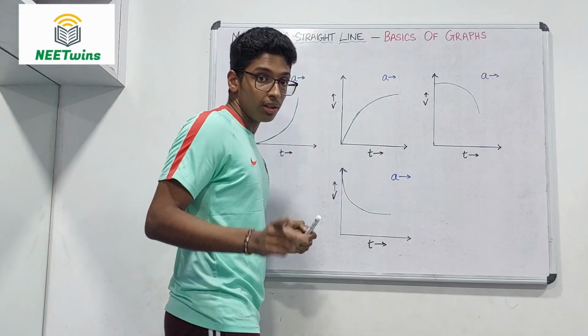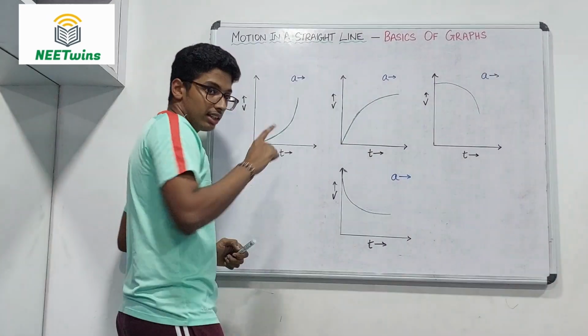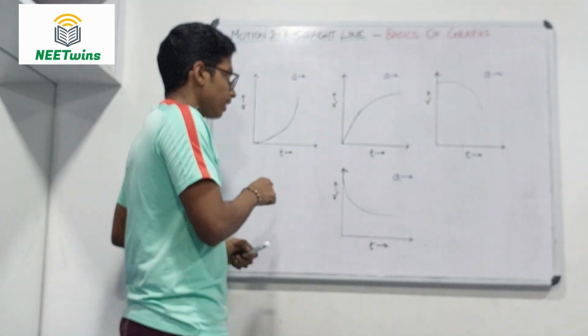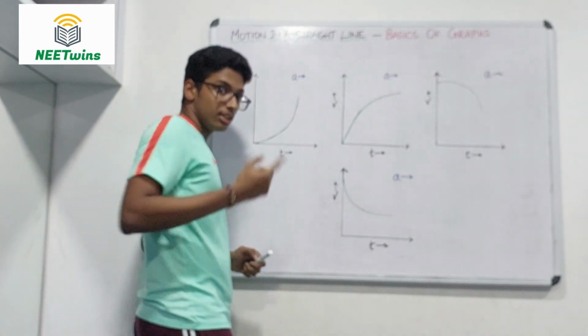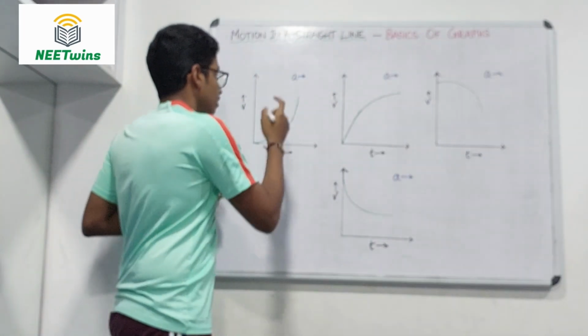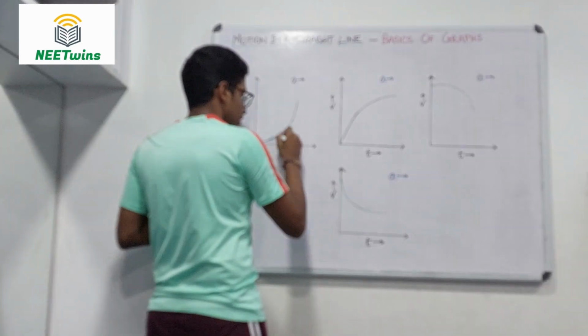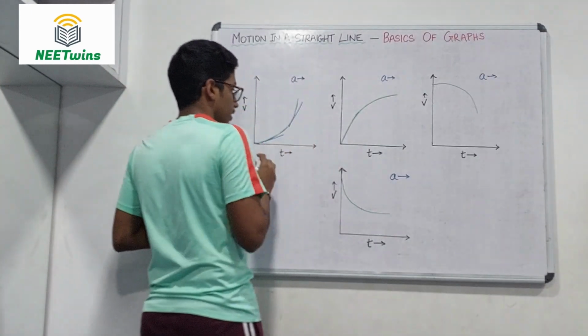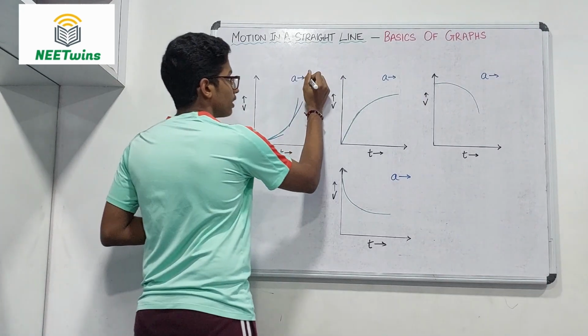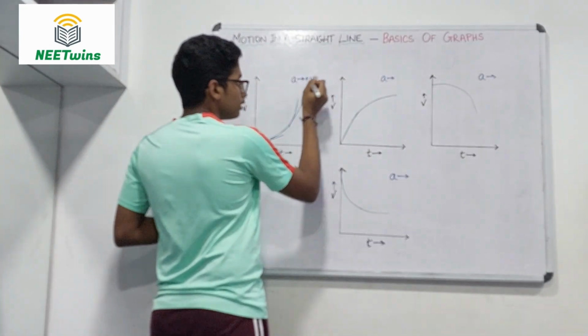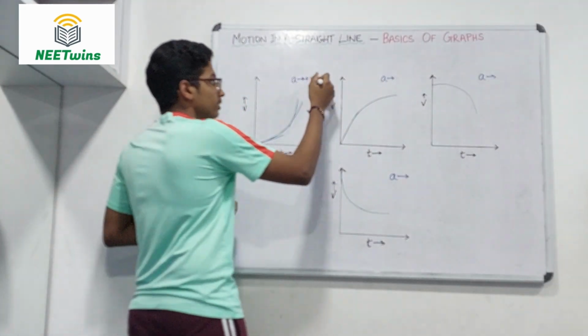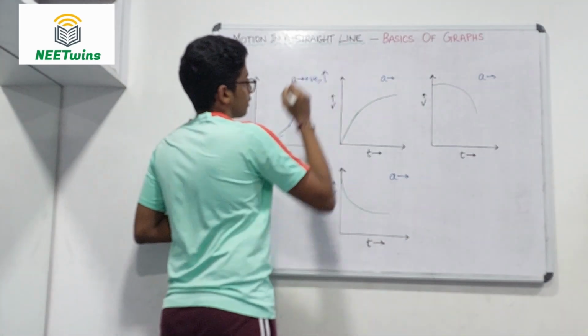Over here, it's important to remember that the slope of the vt graph will give us acceleration and the area of the vt graph gives us displacement. So first graph, the slope increases. In both cases, the slope is positive, so acceleration is positive. And since the slope is increasing, it means the acceleration is increasing.